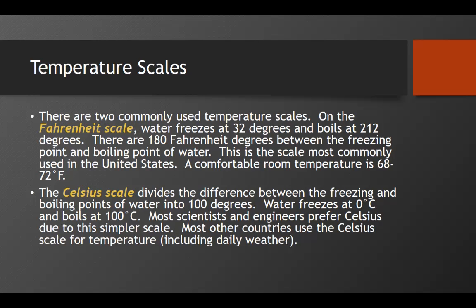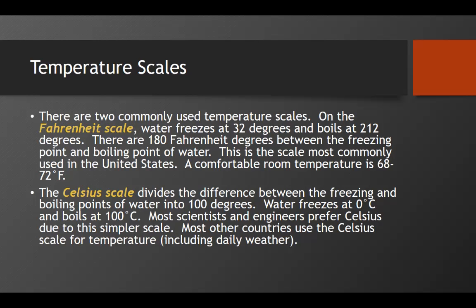The Celsius scale, which is used in most other parts of the world, has a difference for water of 0 for freezing and 100 for boiling, so it's exactly 100 degrees. The Celsius scale is actually based on water. Now, most scientists and engineers prefer to use this because it's much simpler for a lot of what we experiment with. Most other countries in the world use this scale, including for their daily weather. So if you think about the weather app on your phone, yours probably reads in Fahrenheit, but if you were to go almost any place else in the world, it would read in Celsius.